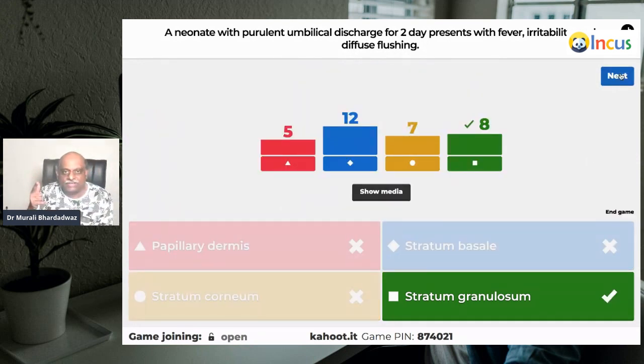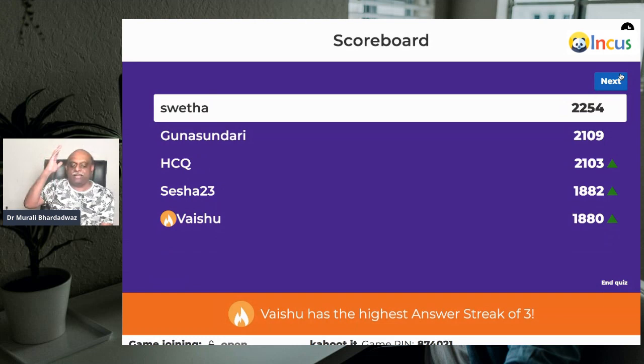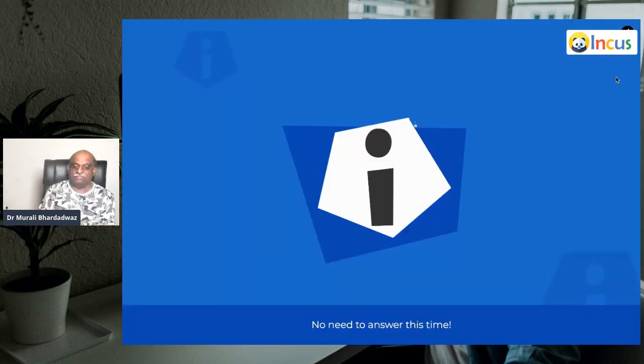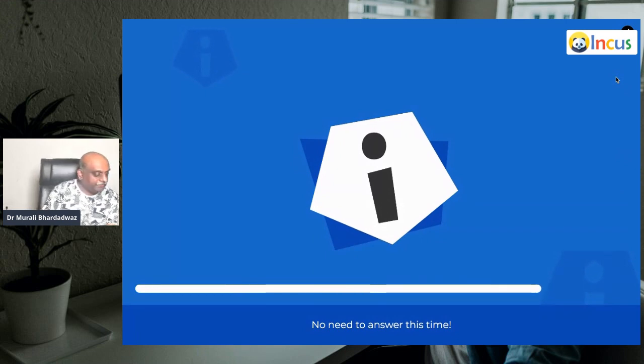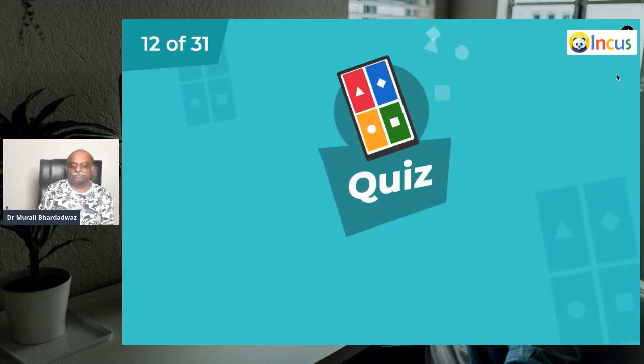8 of you are right. The layer of separation is at the level of the stratum granulosum, is what you need to remember. Very good. Shweta and Gunasundari are on the top, and Vaishu is really quickly picking up. Very good. So, doctor, they are all gram-positive cocci in clusters. So what the clinical picture is all about, staphylococcal scalded skin syndrome, is what you need to remember.